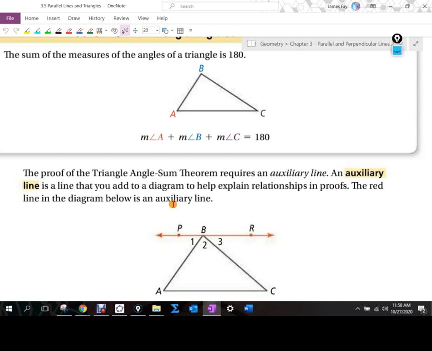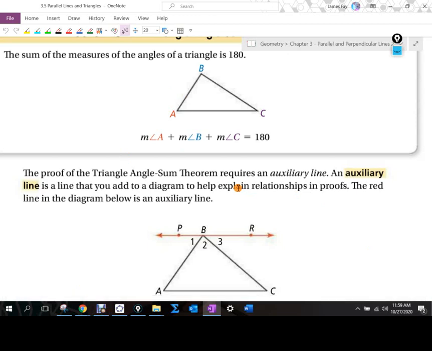Obviously, a lot of those things that have aux cords use Bluetooth, right? So the Bluetooth is the primary source, and then the aux or auxiliary is the secondary source, the extra source. So anytime you see the word auxiliary, it's referring to extra. So in this case, an auxiliary line is a line that we add to a diagram that is extra, but we know it exists.